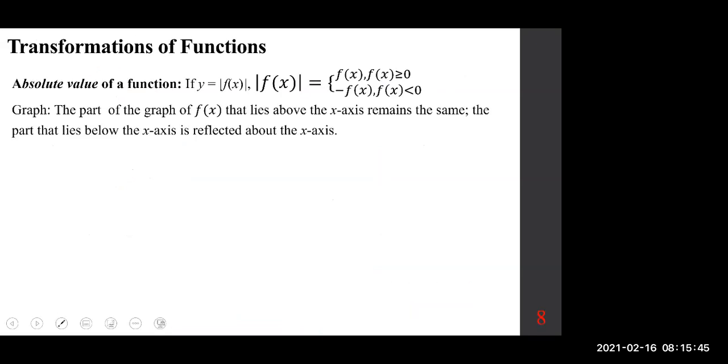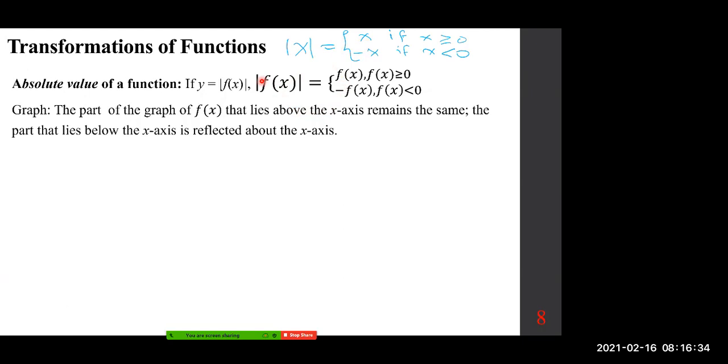Let's look at this example, this concept also. What about the absolute value function? If y is the absolute value of f of x, this is what happens to its graph. And again, I want to remind you of the definition of absolute value of x. Everybody knows that this is x if x is larger than or equal to 0, and it's minus x otherwise, right? Basically, the same thing works for a function f of x.